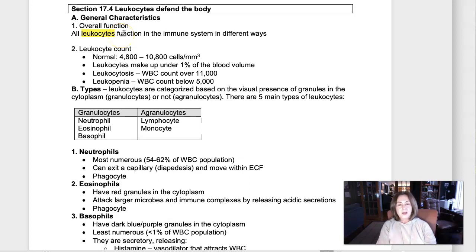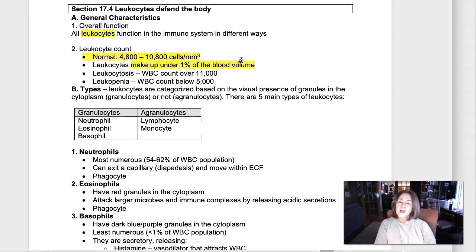The white blood cell count is much, much lower than the red blood cell count. With red blood cells, we were looking at like 5 million cells per cubic millimeter. With white blood cells, you could be looking at 5,000 cells per cubic millimeter. And so the leukocyte count is much different. It's approximately 5 to 10,000 cells per cubic millimeter. White blood cells make up under 1% of the blood volume.